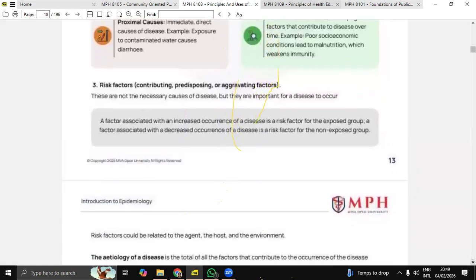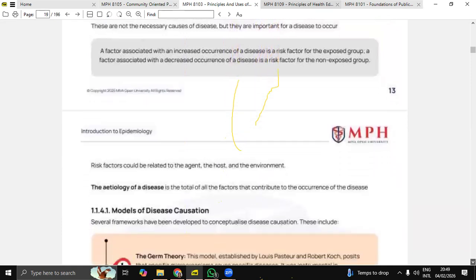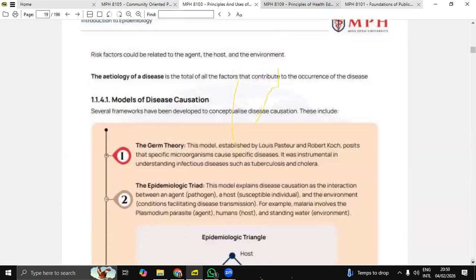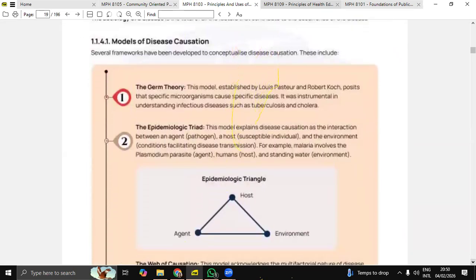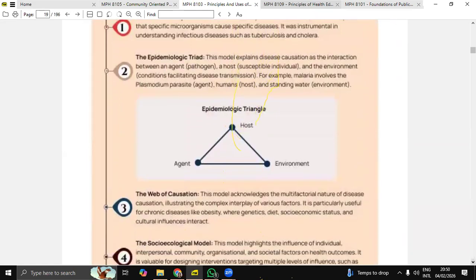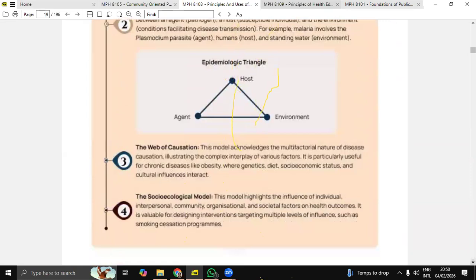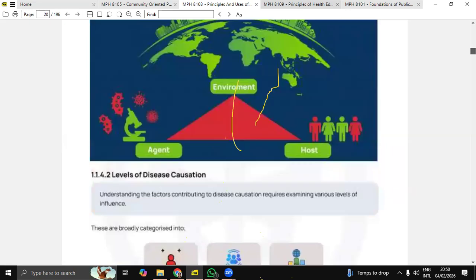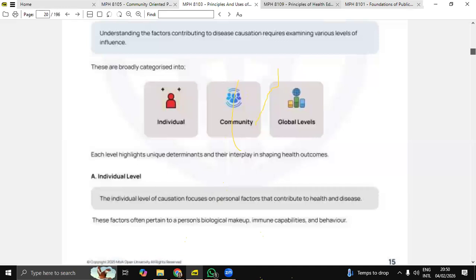Then we can talk about causation in terms of proximal versus distal, and then we can talk about causation in terms of all of these other models we have here: epidemiologic triad, web of causation, social ecological model. Okay. So we're now going to talk about the natural history of disease and how it ties into levels of prevention. That's the next thing we're going to talk about.